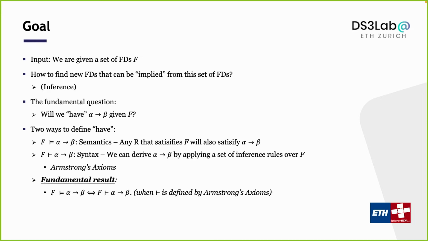The fundamental result is that there exists an axiom system such that if you can derive alpha to beta from f in a semantics way, meaning that for all the possible relation instances that satisfy f, you can prove that it's going to satisfy alpha to beta, then this holds if and only if you can derive it using a whole bunch of inference rules given f as the input. So that's the fundamental result we are going to talk about today.